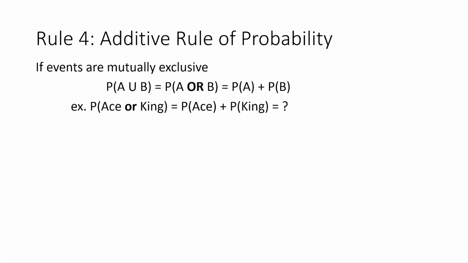Yeah, 8 out of 52, right? There are 4 aces, there are 4 kings, there are 52 cards total. So we have the probability of an ace, 4 out of 52, plus the probability of drawing a king, 4 out of 52. The total probability is 8 out of 52.